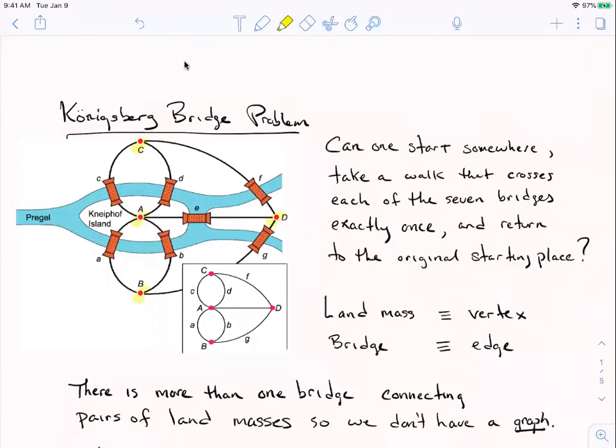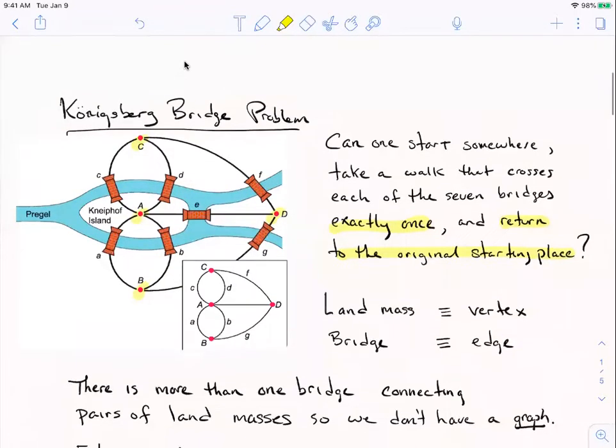And the question is, can you start on one of the land masses and walk around in such a way that you cross each of the 7 bridges exactly once? That's one of the conditions. And I want you to return to where you started. Okay, so that was the Königsberg bridge problem. Can you take a stroll around this village, crossing each bridge exactly once, returning to where you started?